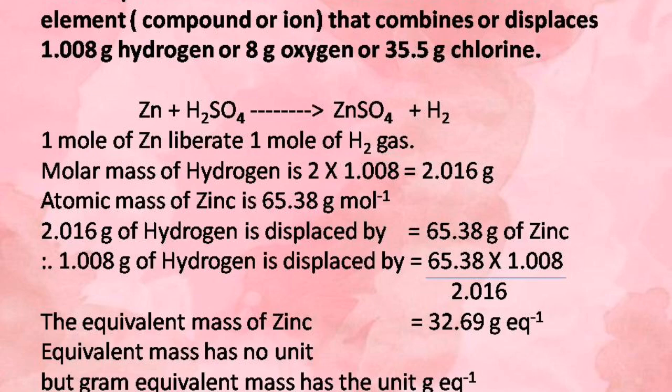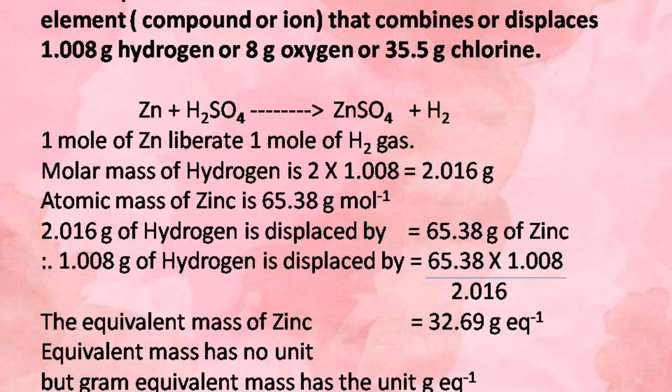Now zinc plus sulfuric acid gives zinc sulfate, and then how many hydrogen is replaced? 1 mole of hydrogen is replaced. 1 mole of zinc liberates 1 mole of hydrogen. According to the equation, 1 mole of zinc liberates 1 mole of hydrogen gas. Now the molar mass of hydrogen: how many atoms are present in the molecule of hydrogen? 2 atoms. So 2 into 1.008, we get 2.016 gram of hydrogen as the molar mass.